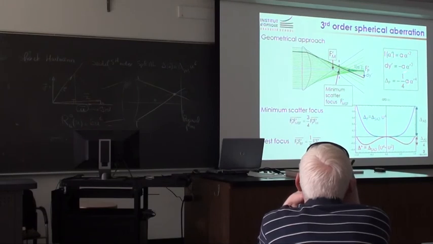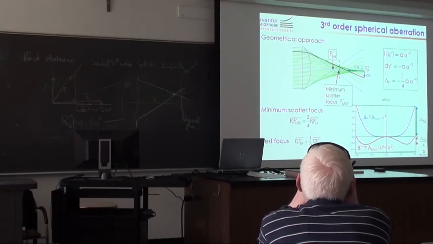Using the Nijboer relationships, you get the transverse aberration. And since dy prime is equal to the longitudinal shift times tangent alpha prime, if you Taylor expand tangent alpha prime, you get this distance L, what is called the longitudinal spherical aberration, equal to A alpha prime squared.